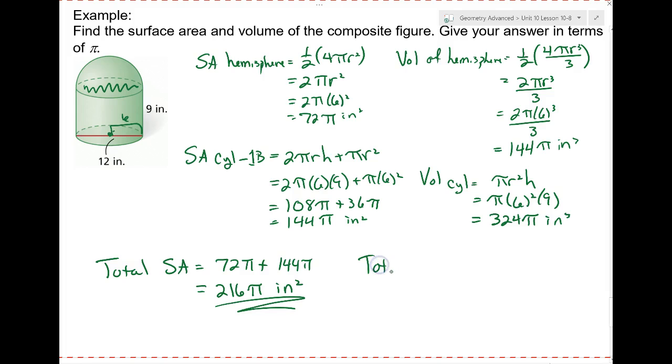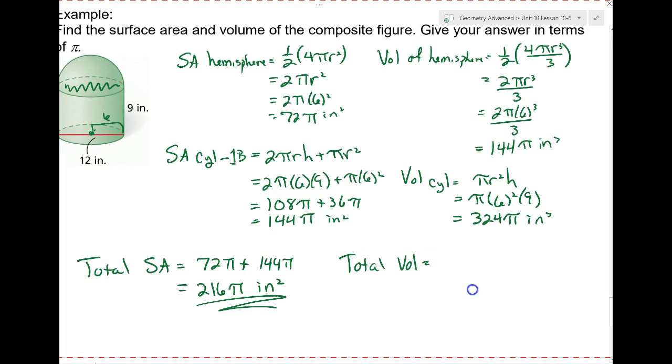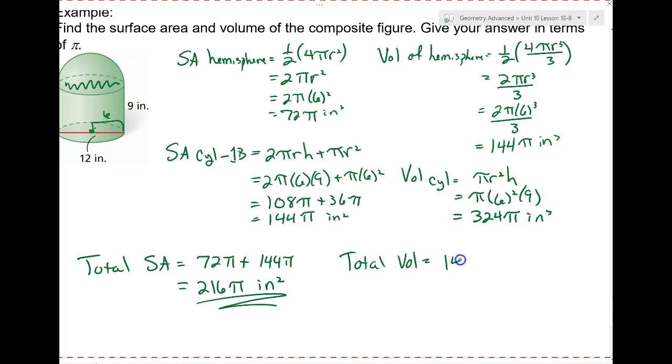I still need to do the total volume yet. I do the sum of the parts equal the whole. I get 144 pi plus 324 pi, which equals 468 pi cubic inches. All right, guys, that was more time consuming, but not impossible, was it? Does it make sense? The key thing with surface area, just like any other time, is don't double count something or count something that's not on the surface.